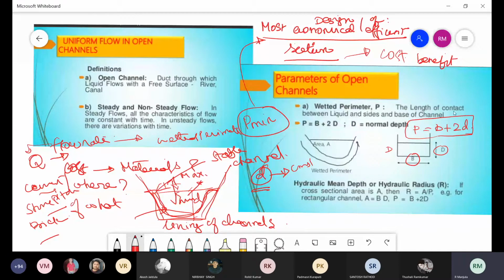The length of the contact between the liquid and the sides as well as the base, that is the meaning of wetted perimeter. Am I right? So the length of water contact between the sides and base of the channel. The top surface is a free surface, so you cannot take that, because only the bed and the side slopes are in contact with the water. So this length of contact is nothing but B plus 2D, and that is called your wetted perimeter, provided D is the normal depth.